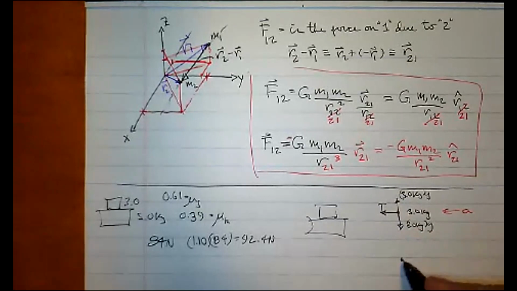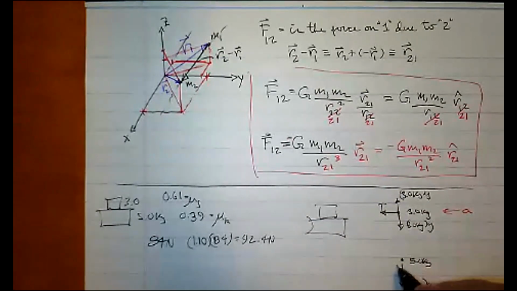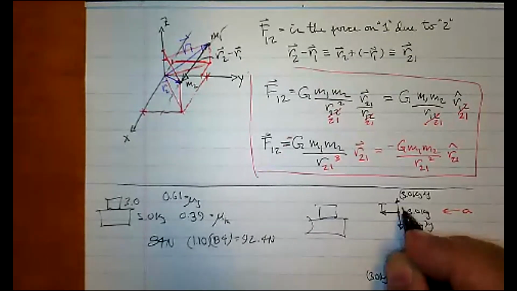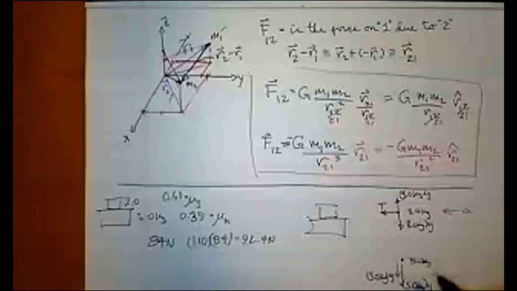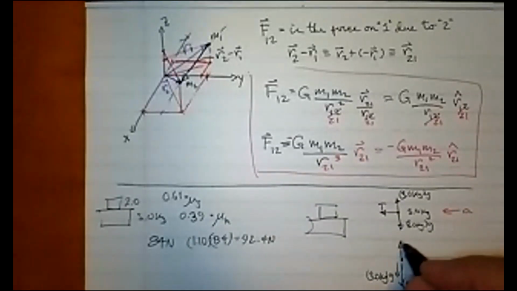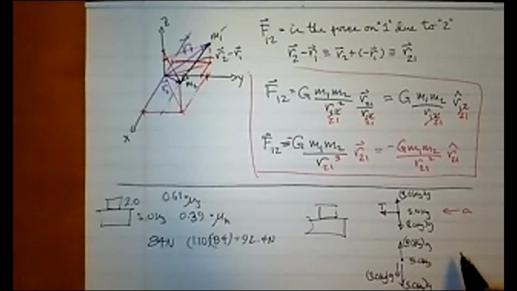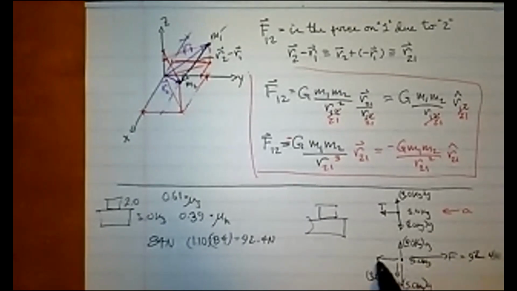Then the other block has a 5.0 kilogram mass. It has acting on it a 5.0 kilograms times G. It has acting on it a 3.0 kilograms times G. That's from the normal force that was provided before. And it has acting on it a normal force of 8.0 kilograms times G. And I assume the force was pulling. So this is the F equals 92.4 newtons this way. And then it has a tension T back that way.